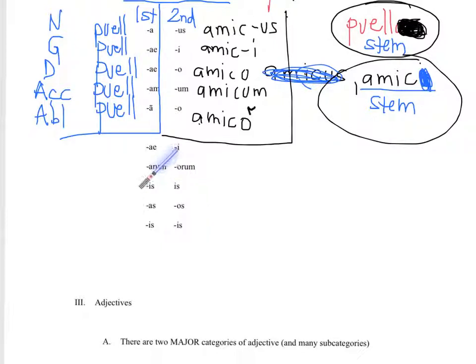For the second declension, here's the plural nominative, the plural genitive, the plural dative, the plural accusative, and the plural ablative. Very simple process. It would be puellae, or it would be amici. And you'll note that some of these endings are repeated. Here's the I repeated with the I. Here's the AE repeated with the AE twice.